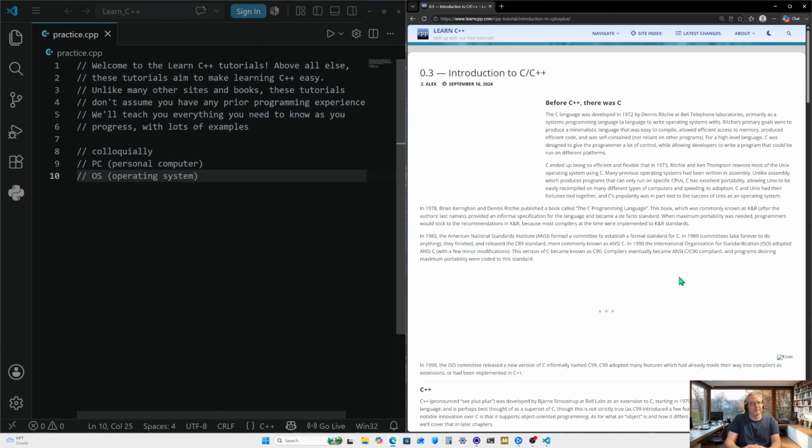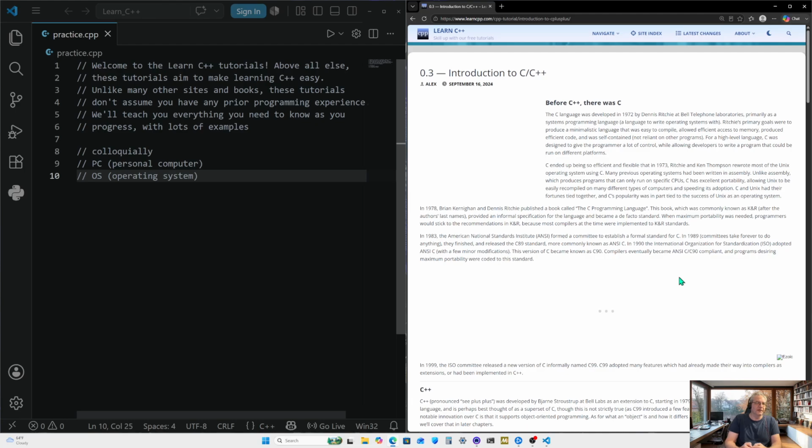In 1983, the American National Standards Institute, ANSI, formed a committee to establish a formal standard for C. In 1989, committees take forever to do anything, they finished and released the C89 standard, more commonly known as ANSI C. In 1990, the International Organization for Standardization, ISO, adopted ANSI C with a few minor modifications. This version of C became known as C90.